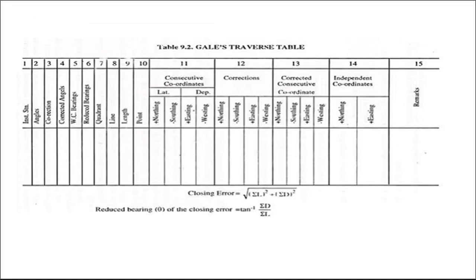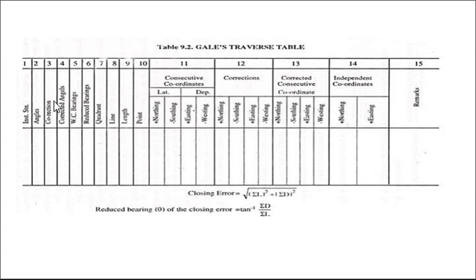So this is the Gale's traverse table. For this, there are about 15 columns. The first column is related to the station, maybe say A, B, C, D, depending upon the closed traverse. Then angle, for example, angle at station A, angle at station B, at C, D, and so on.